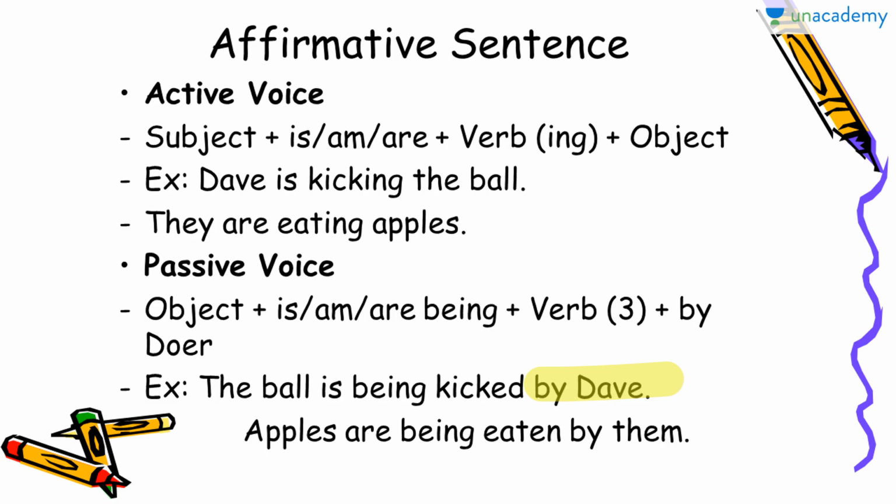Another example, apples are being eaten by them. So apples, which was the object over here, comes in front, in the starting of the sentence. Then are, because it is more than one apple, it is plural. Then being, which is the fixed word. Then eaten, which is the third form of eat. And then by them. Who is doing the work? Those people. So in this manner we form passive voice.